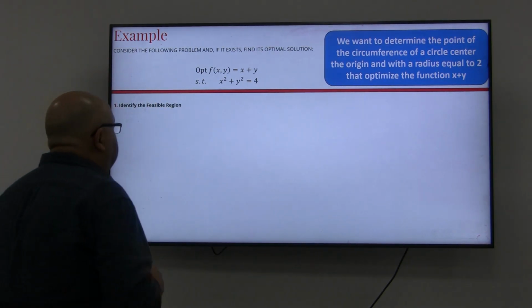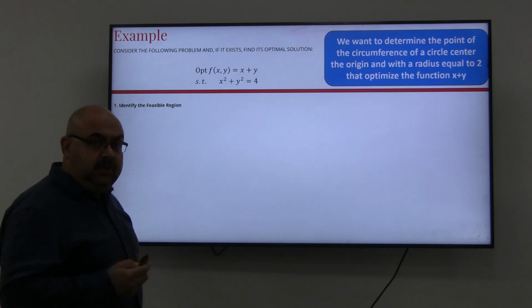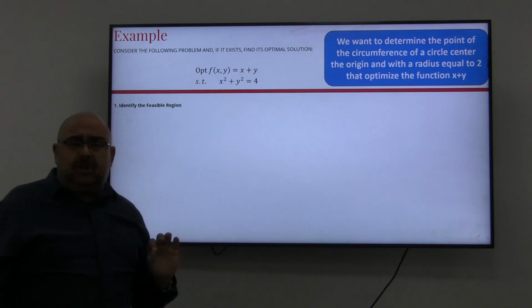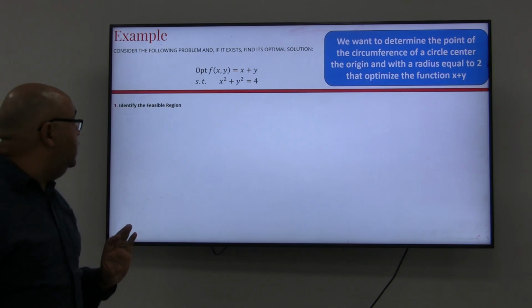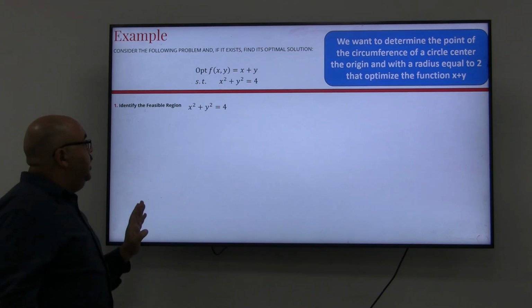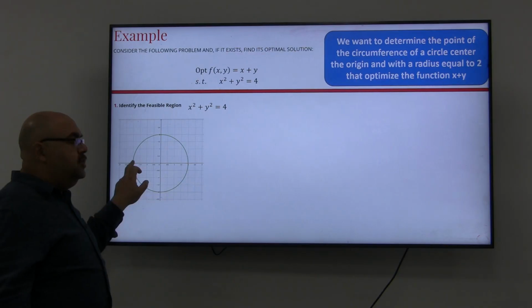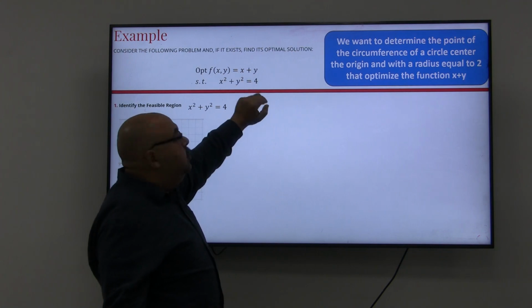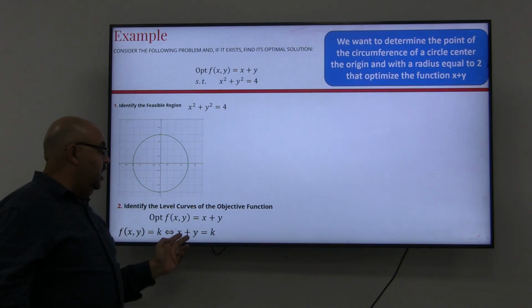So simply, all I will do is try to find the region. The region or the curve that I need to satisfy is x squared plus y squared equal to 4, which is actually very simple. It is an equation of a circle, as you can see. It is the equation of a circle with radius 2. Now I will get the level curve equation of my optimality, which is x plus y equal to k. That's the set of level curves that I will deal with.